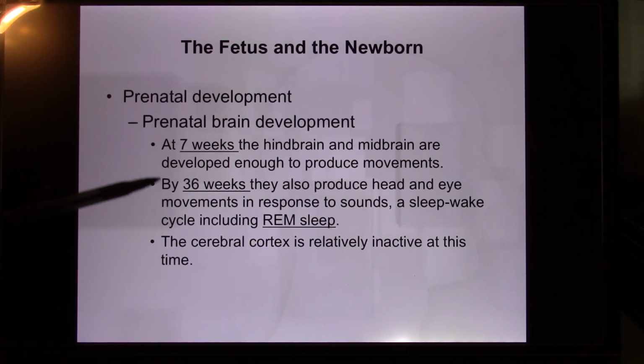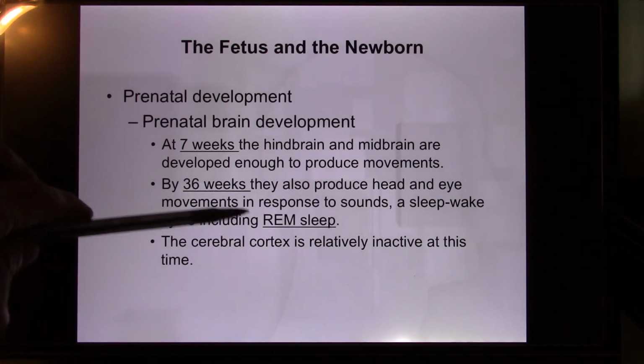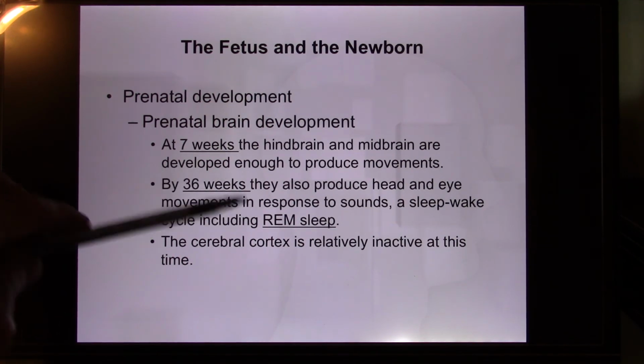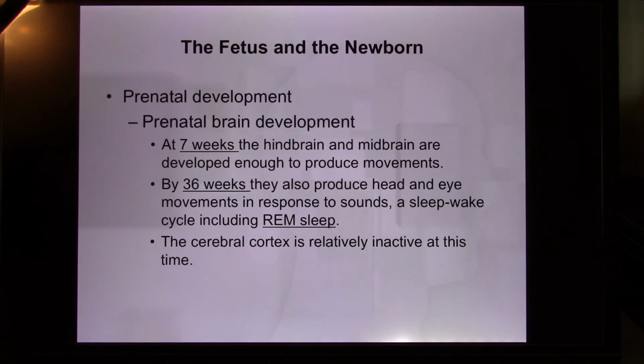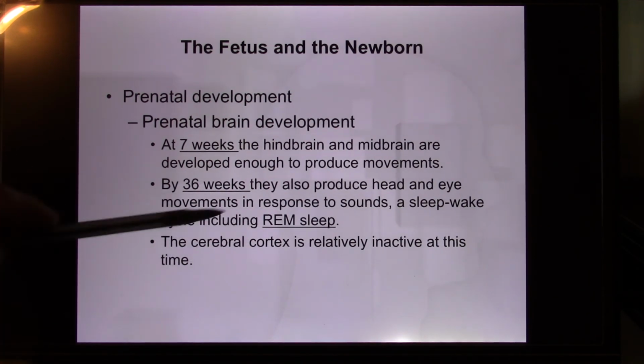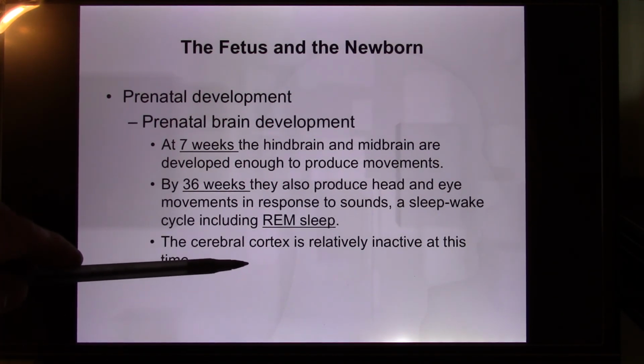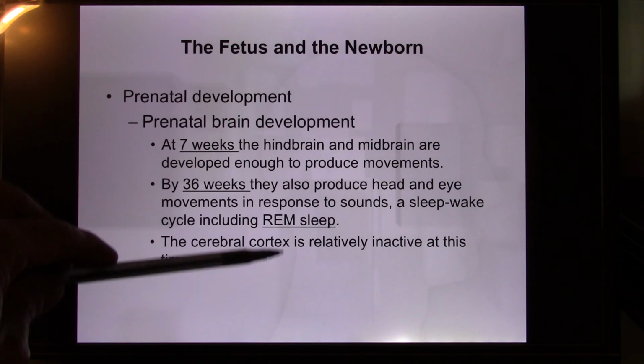About 36 weeks, the baby starts to have REM sleep, rapid eye movement sleep. That's the time they start to dream. So babies start to dream. You don't remember your dream from when you were 36 weeks, but they're capable of doing that. And the cortical part is relatively inactive during that time. We'll talk about this.